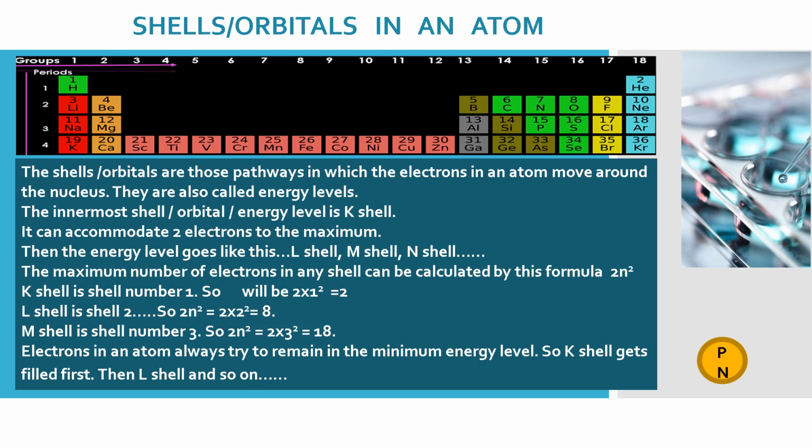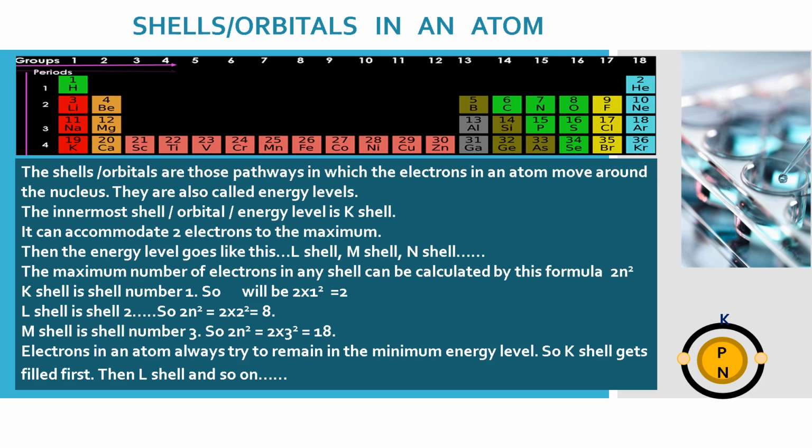around it. The shells or orbitals are those pathways in which the electrons in an atom move around the nucleus. They are also called energy levels. Now remember that the innermost shell will have the lowest energy and the outermost will have the highest energy. The innermost shell in any atom is the K shell, and it can accommodate 2 electrons to the maximum.